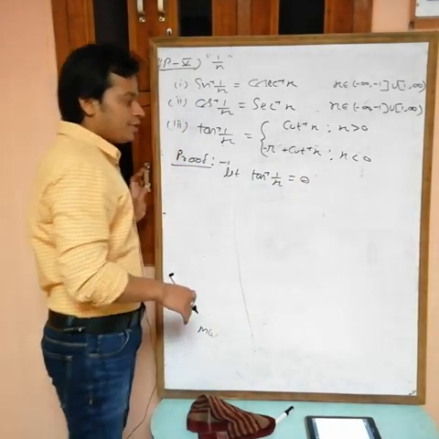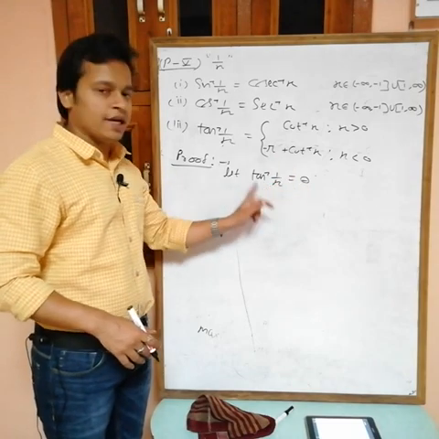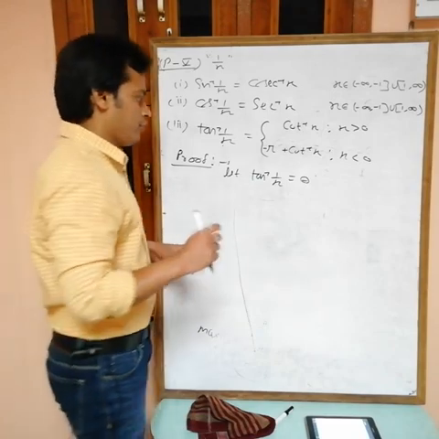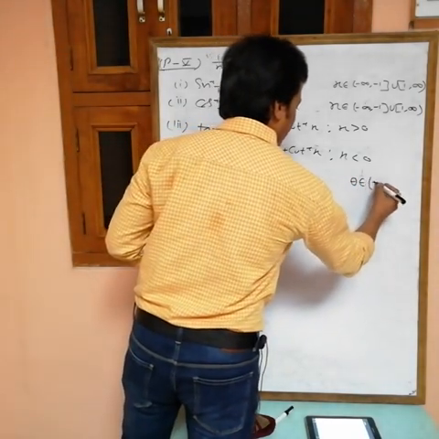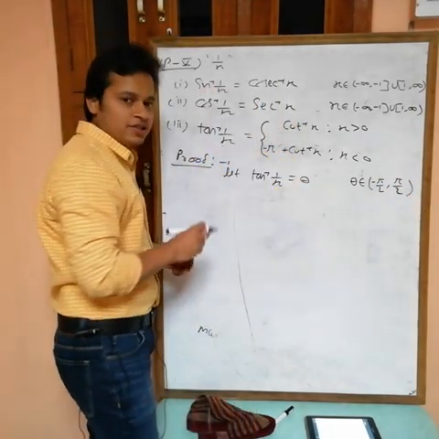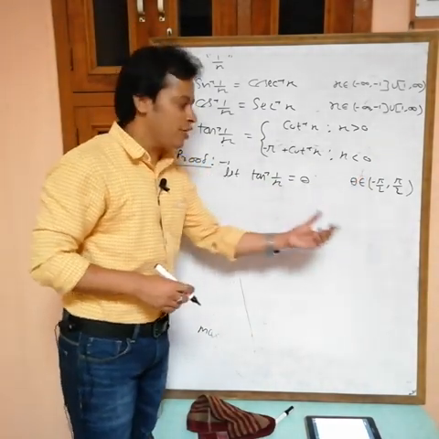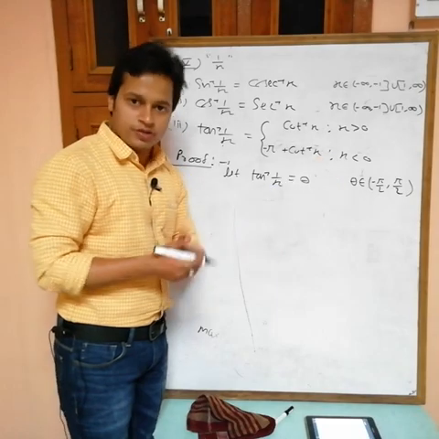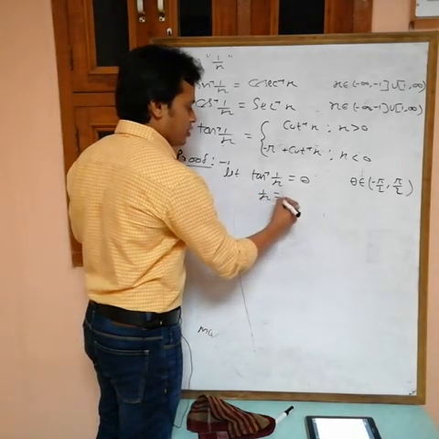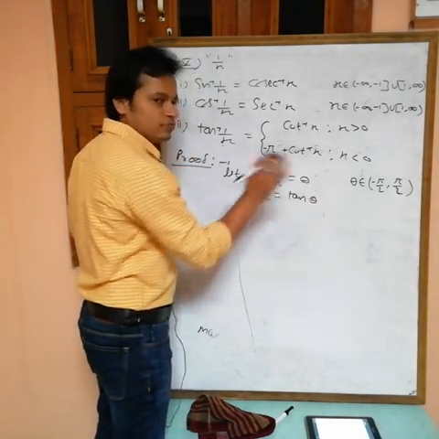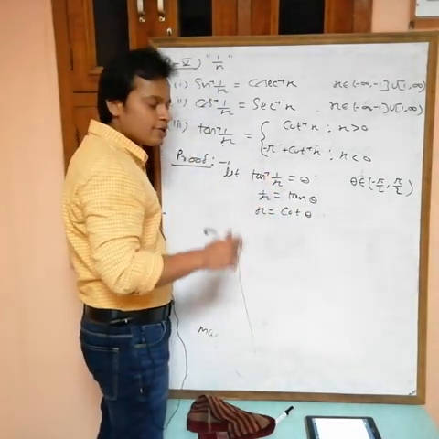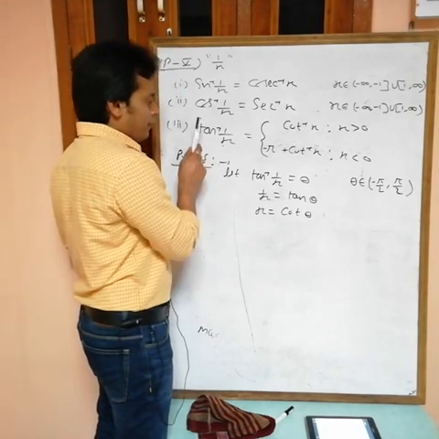Now we know that theta is tan inverse, and tan inverse has the range from minus pi by 2 to plus pi by 2. So theta belongs to minus pi by 2 to plus pi by 2, because the value of theta is a tan inverse, so both must have the same range. Now from this one take tan on both sides. What are we getting? 1 by x equals tan theta. Then x equals cot theta.